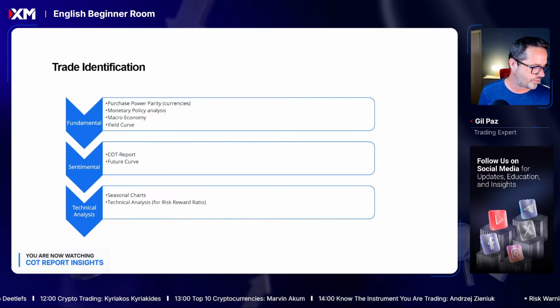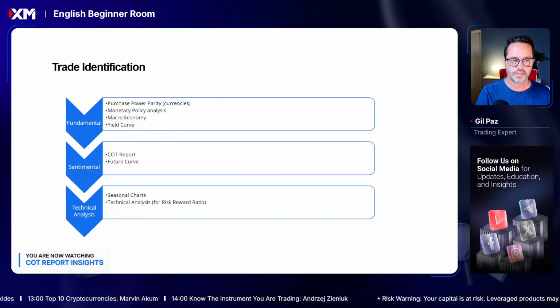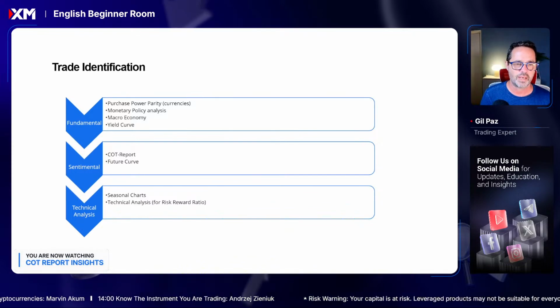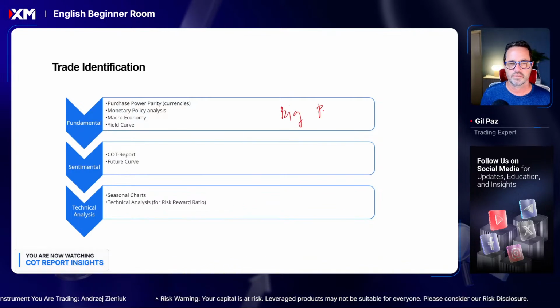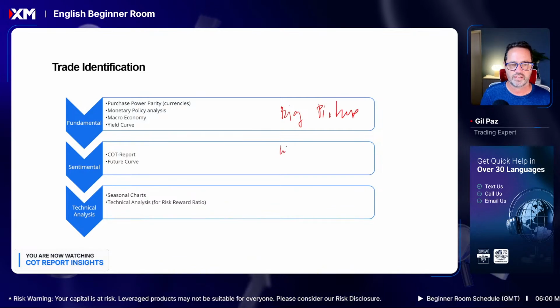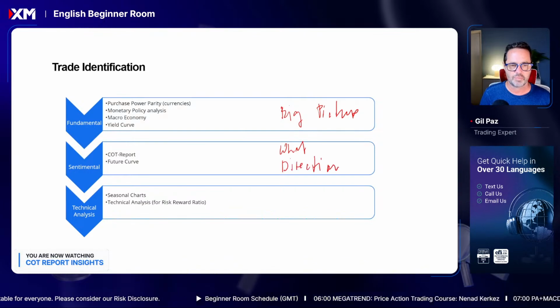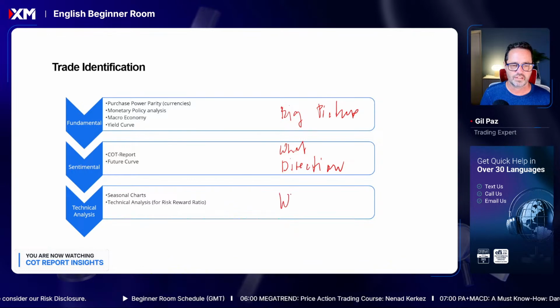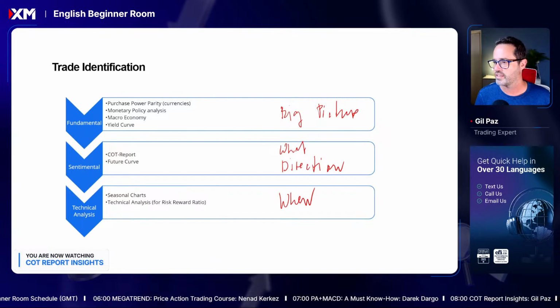By the way, I want to write this down. Where is my pen tool? Here. So this is big picture. This gives me an idea of what I want to trade and in which direction. And this helps me when to trade. And this is how I look at this together.